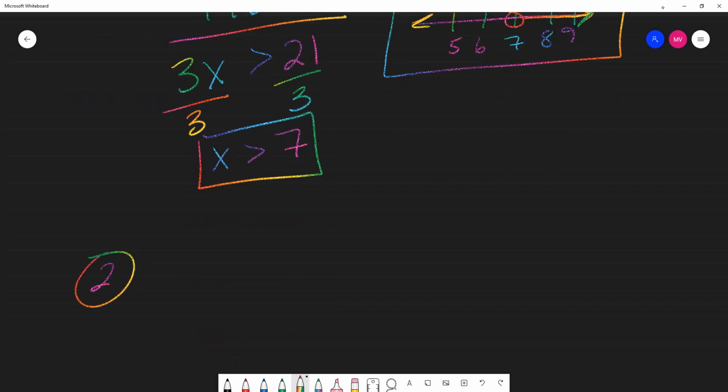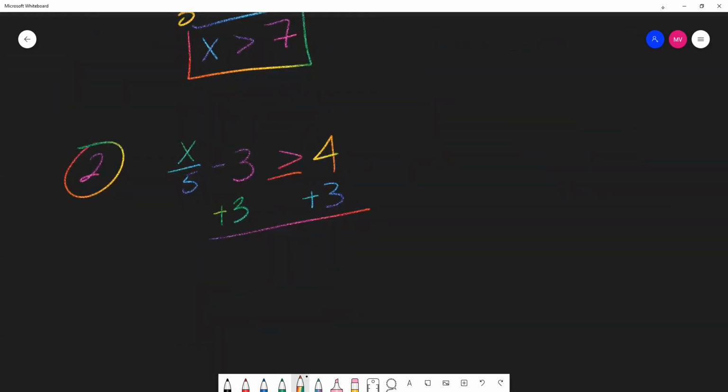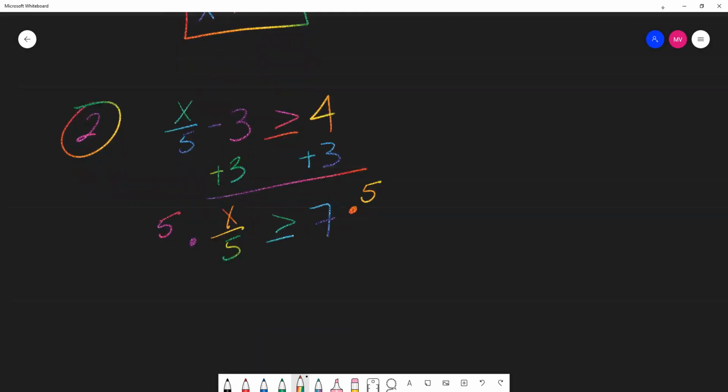All right, Ava, you want number 2? Sure. Okay, so we have x divided by 5 minus 3 is greater than or equal to 4. Okay, what do we do first? Right, remember reverse order of operations. So we always do the addition or subtraction first. Okay, next. Right, so we multiply by 5. Because we're multiplying by the reciprocal of 1 over 5, which is 5. So you just flip it.